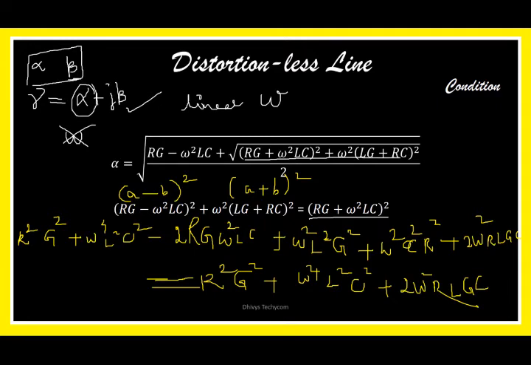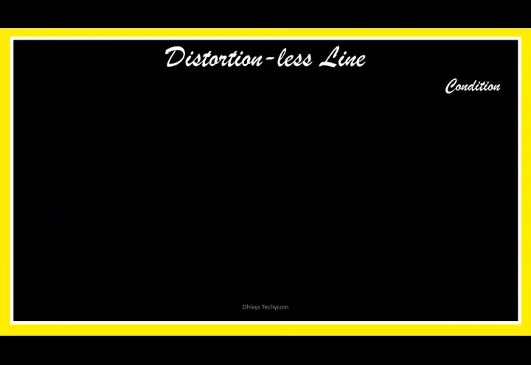Because this R square G square is also here, let me cancel it out. Similarly, I have omega power 4 L square C square, the same term here, and also 2 omega square R L G C is available. So let us cancel out the terms which are on the same side. Now if I rewrite the entire equation to the next part, it will be looking like this.